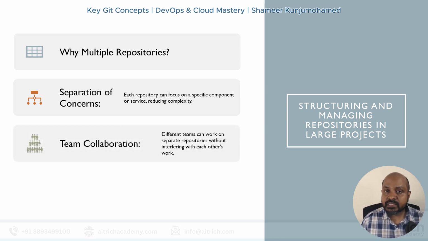Next, we have team collaboration. When different teams are assigned to different repositories and different parts of the project, it minimizes the chances of conflicts and overrides. So teams can work simultaneously without any conflict, which speeds up project development and improves productivity. For example, the UI team working on the client-side application and the backend team working on the server-side business logic can operate in parallel without waiting for each other.